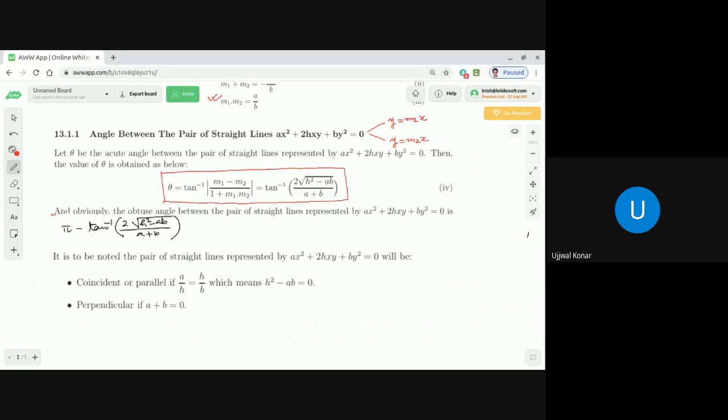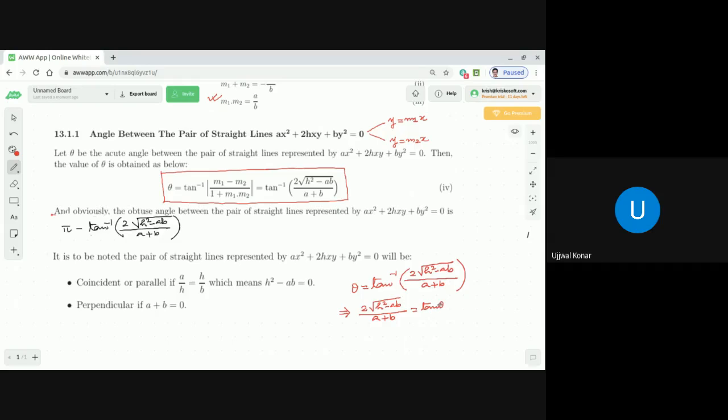If they are coincident or parallel, that means the angle between these two straight lines is 0. If theta is equal to 0, then obviously the numerator of tan inverse has to be 0. That means h square minus ab has to be 0. Correct or not? What is theta? We know the acute angle theta is equal to tan inverse of 2 into square root of h square minus ab divided by a plus b. Correct. So from here what we can write? 2 into square root of h square minus ab divided by a plus b is equal to tan theta.